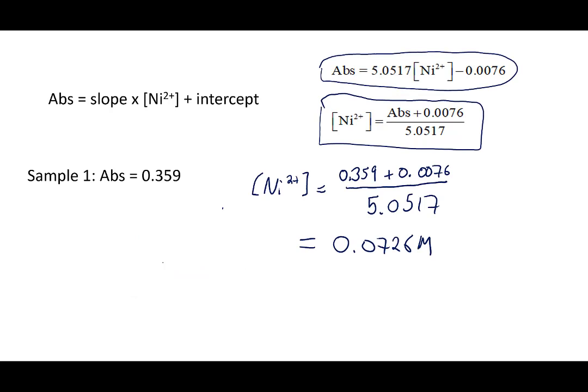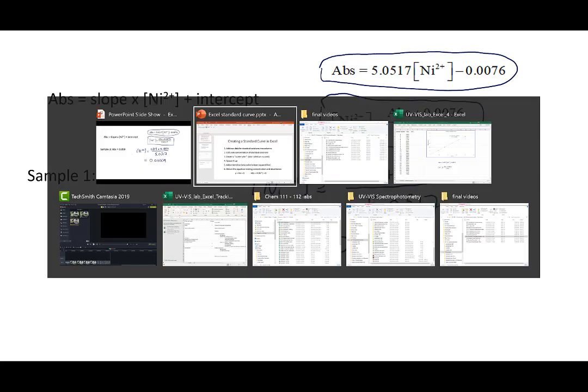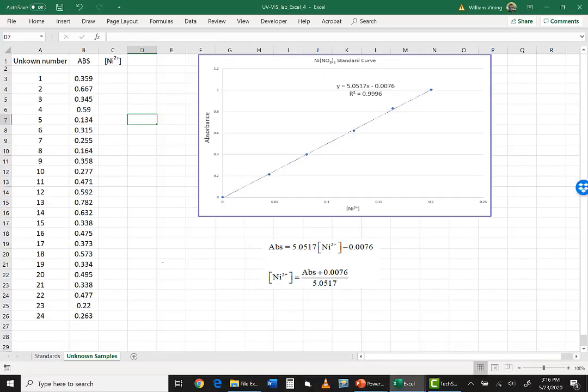So what we're going to do is we're going to do the same math for all of the samples using Excel. So this is the Excel file that has, we've reminded ourselves what the concentrations are, we've reminded ourselves what the mathematical equation is between nickel concentration and absorbance, and we have our list of all of our absorbance values. So let's go ahead and redo sample one here.